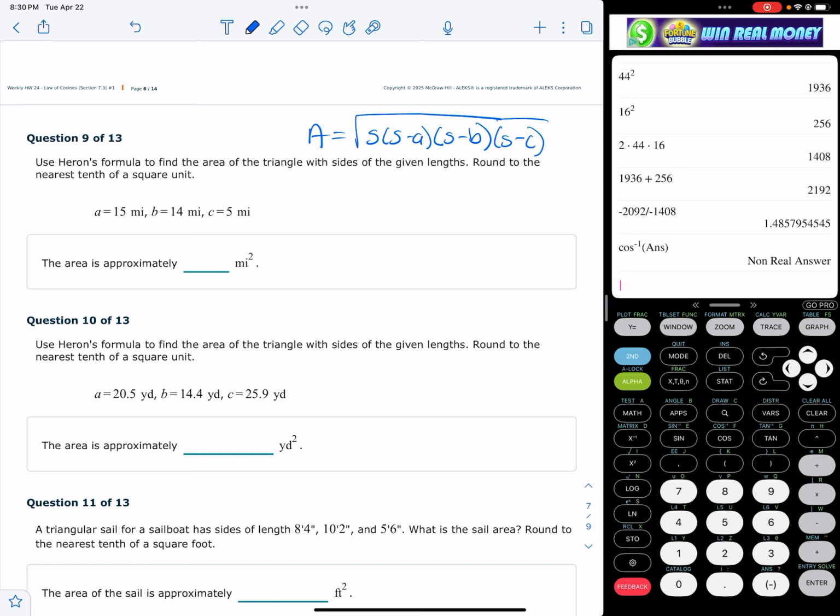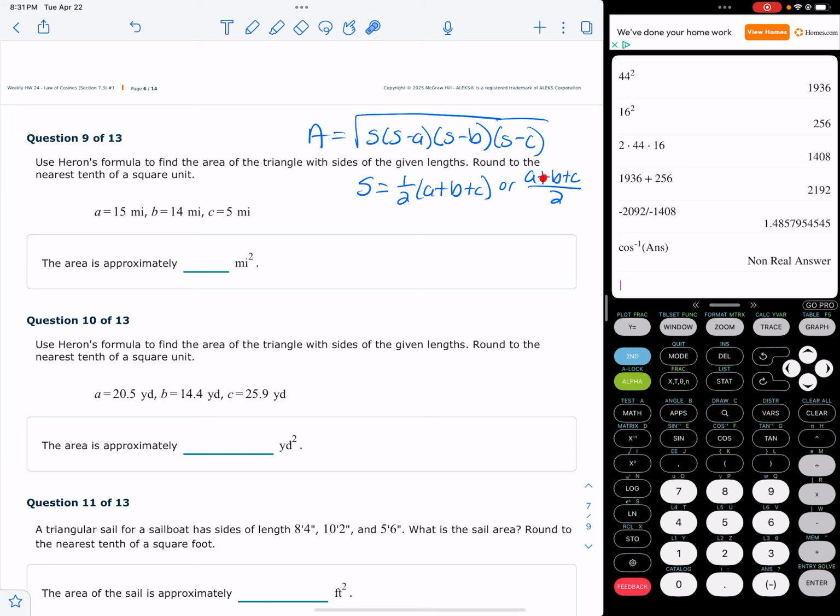And so the only thing you need to find the area given three sides is what is s. And s is 1/2 the sum of all the sides. And so you'll see it either written that way, or some books will just write it like A plus B plus C divided by 2. Notice this is not the area. The area would be 3 things divided by 3. This is 3 things divided by 2.